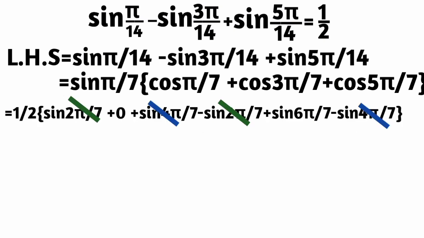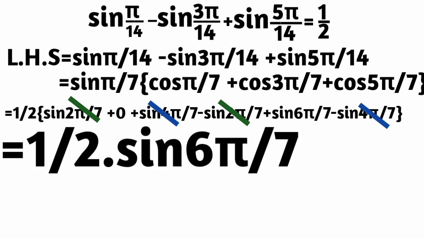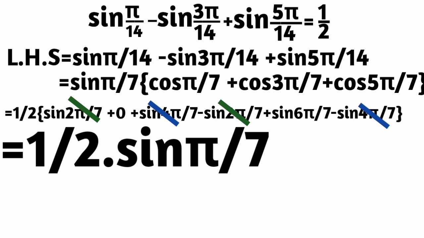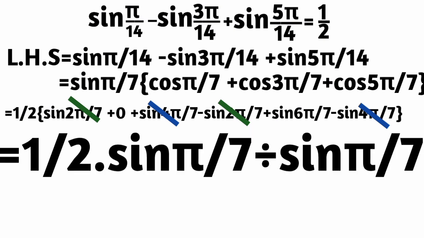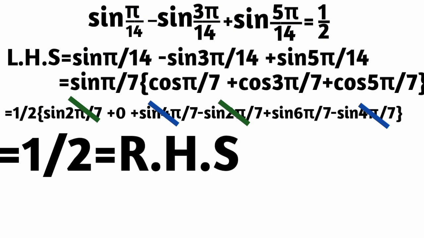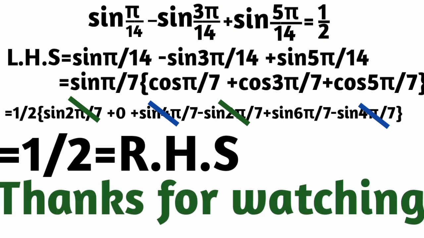Similarly, the value of sin 0 degree is 0, as I already wrote here. We are only left with 1 by 2 into sin 6 pi by 7, which on further simplification takes the form of sin pi by 7. But we have already multiplied by this term, so we have to divide the given expression also in order to balance it, and finally we get the value 1 by 2, which is the right hand side of the given expression.